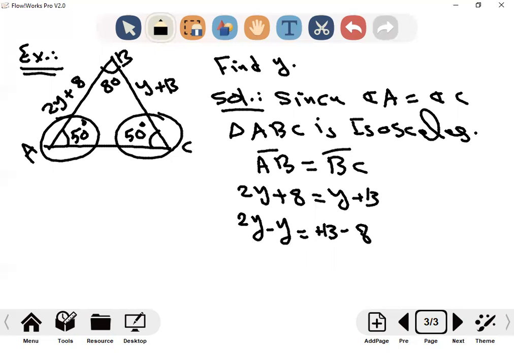So here 2y minus y, how much? 2y minus y, 1y, right? 13 minus 8, 5. If y is 5, then this side will be what? 5 plus 13, 18. 2 multiply 5, 10 plus 8, 18. Do you understand? You have a copy book. Copy the two examples. Okay? Yes.